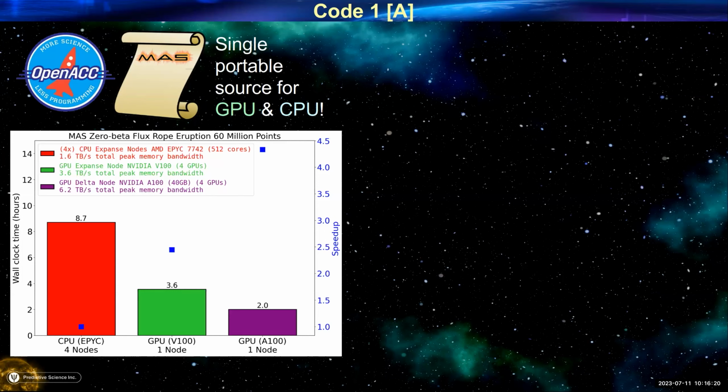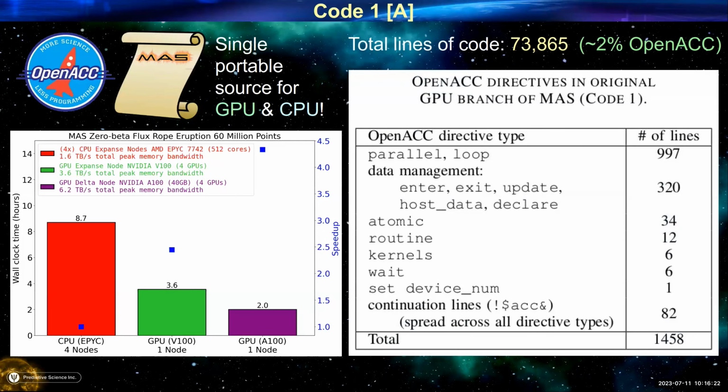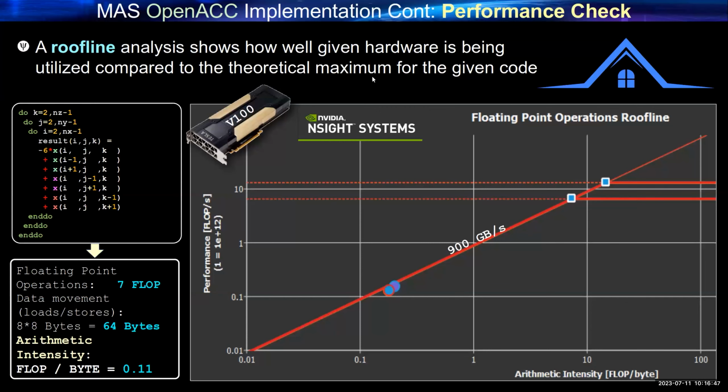So there we go. Okay, so the total number of lines of code is 73,000, and about 2% of them are OpenACC, and this is how they're distributed in terms of which type of OpenACC pragmas there are. So a full 1,000 of them are just standard parallel loops, and then there's a bunch of other ones shown here. And in total, there's about 1,500 OpenACC directives in the code.